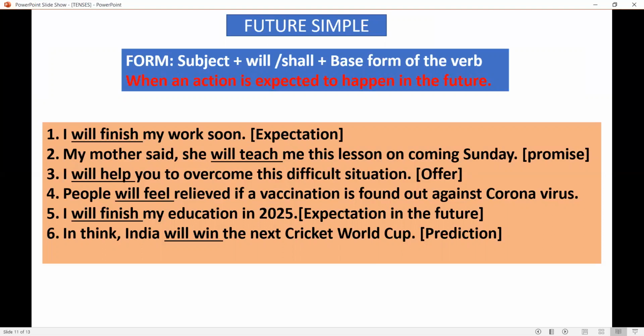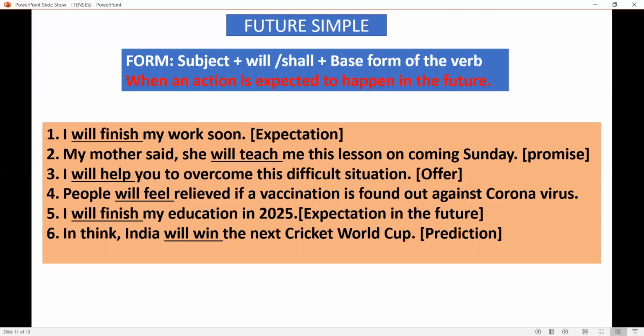Now, when we are making a promise, my mother said she will teach me this lesson on coming Sunday. Maybe your mother is free on Sunday, so she promises that she will teach you that lesson. Next one. I will help you to overcome this difficult situation. So it is like an offer. I'll help you. All right.